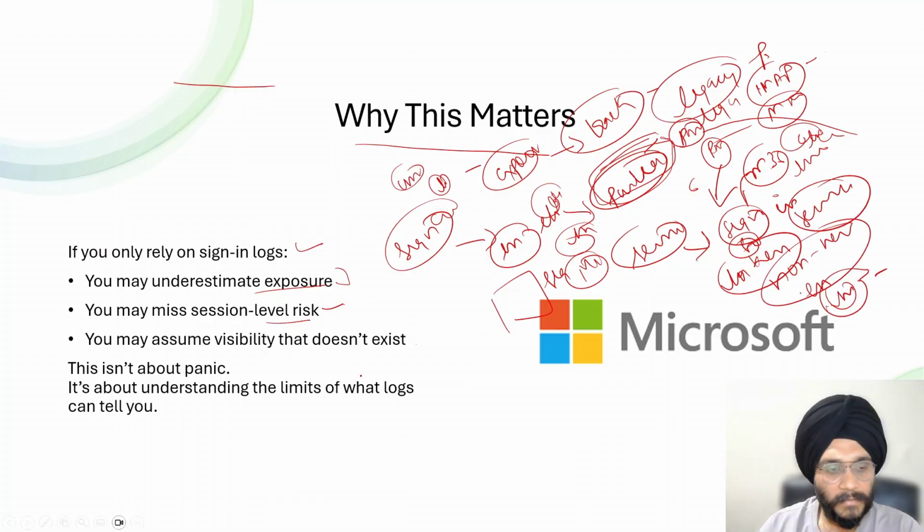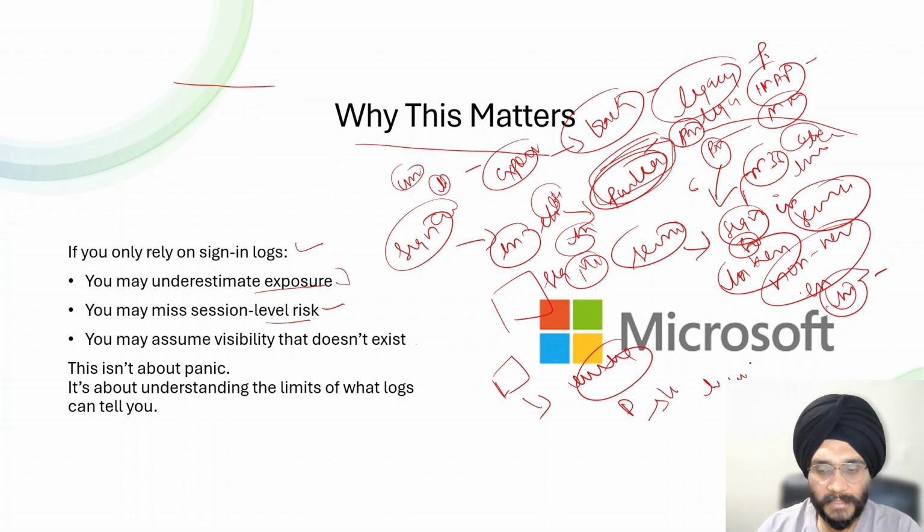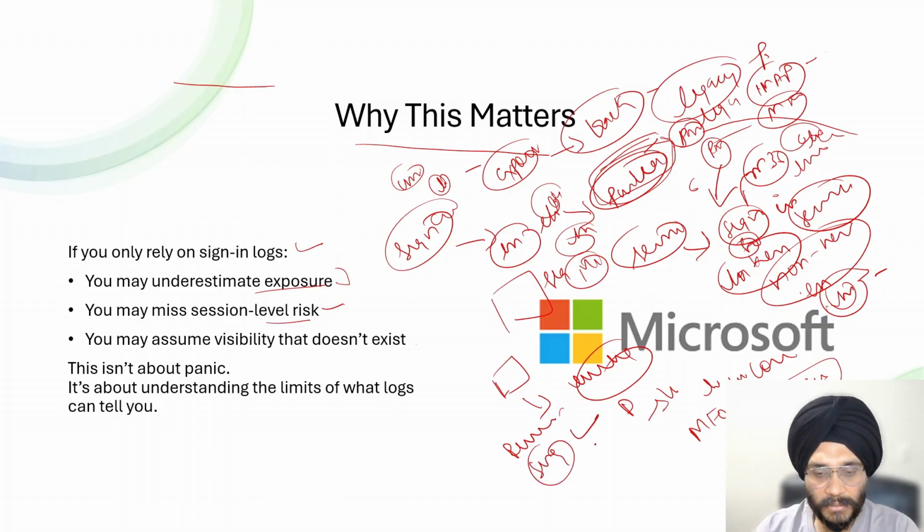This isn't about panicking. It's about understanding the limits of what logs can tell you, so that we know what's going on and what we have to do and where we need to cover ourselves. Therefore, stricter conditional access policies should be implemented, like MFA enforcing, limiting sessions, tying sessions to a device, these things, right? Risk-based conditional access policies, risky-user-based identity protection policies, sign-in policies, to protect the identities from being stolen.